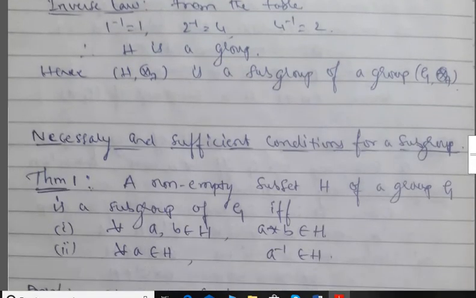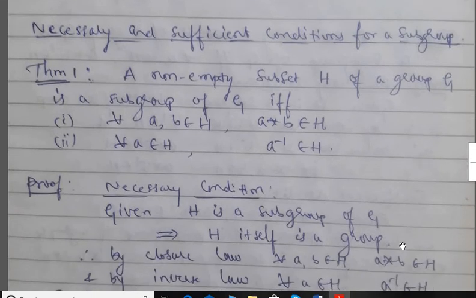So the next thing is, we're going to prove the necessary and sufficient conditions for a subgroup. Normally to prove a subgroup, we know that H is a subset of G initially, and then we have to say that H itself is a group, but it is not always necessary to prove that. There are certain necessary and sufficient conditions by which we can easily prove that it is a subgroup.